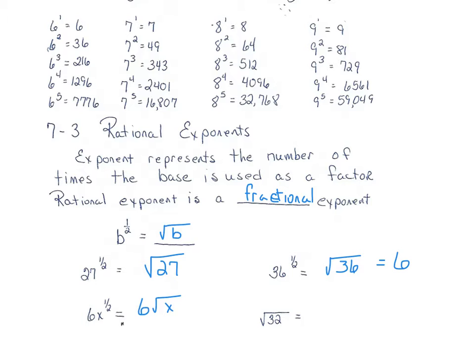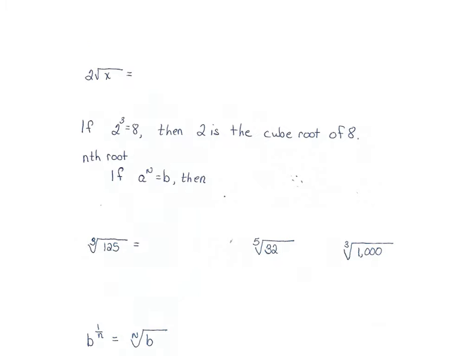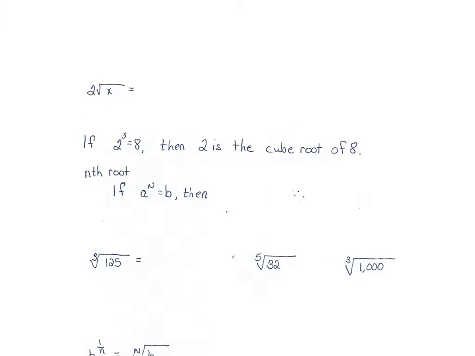Now let's think about it going the other way. If I have the square root of 32, I could rewrite that with a fractional exponent, or a rational exponent, and it becomes 32 to the 1/2. If I want to write 2 times the square root of x with an exponent instead of the square root, it becomes 2 times x to the 1/2, because that is the square root of x.